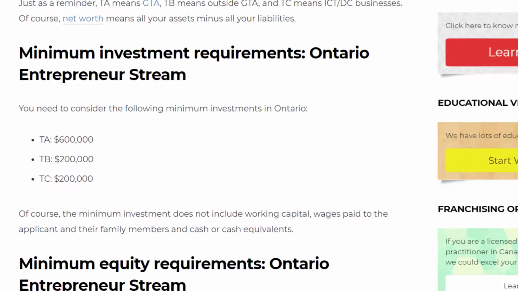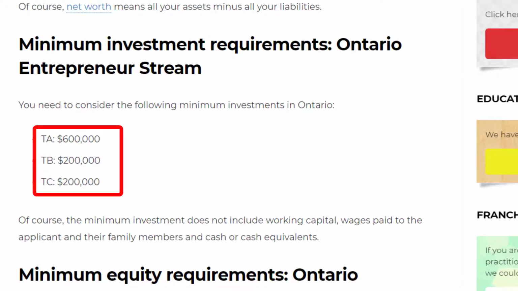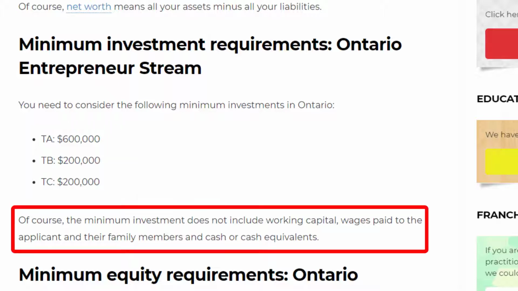In terms of investment, in Group TA, you need to invest at least $600,000 in Ontario economy and in your business. And under Group TB and TC, we're looking at a minimum investment of $200,000. However, the minimum investment cannot include working capital, wages paid to the applicant and their family members, and cash or cash equivalents.